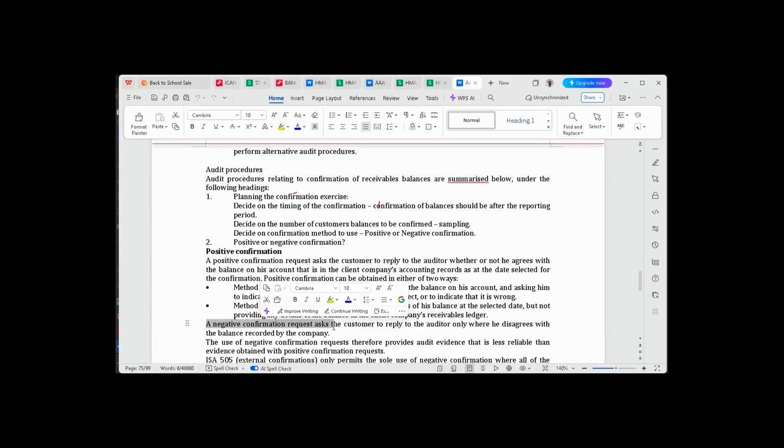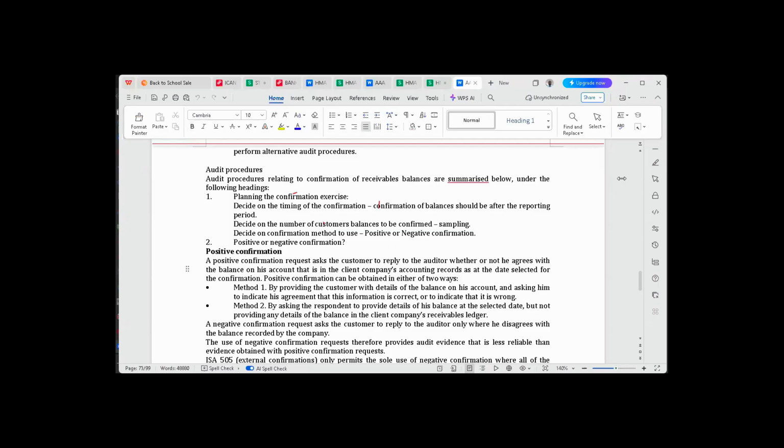But let's say the company record says that he owes 500,000 naira, but in his own books he says that he owes 350,000. That means there's a disagreement. That's the only time he's going to write back to the company. That is what we mean by negative circularization. You can call it negative circularization, you can call it negative confirmation. It is the same. You are saying the same thing. Okay, that's what you mean by that.